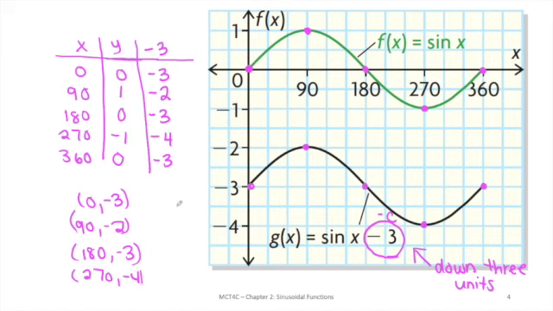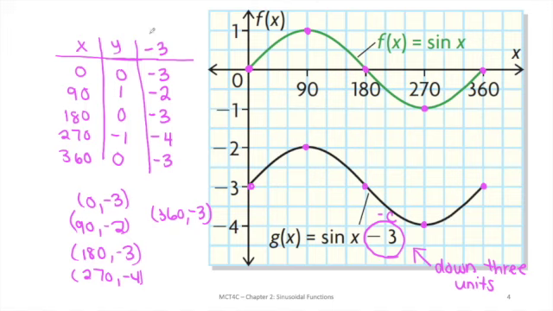270, -4, and 360, -3. So what I could do is go 0, -3. Oh, there's a point. 90, -2, put a point. 180, -3, put a point. 270, -4, put a point. And then 360, -3, put a point. And then I would connect my dots.